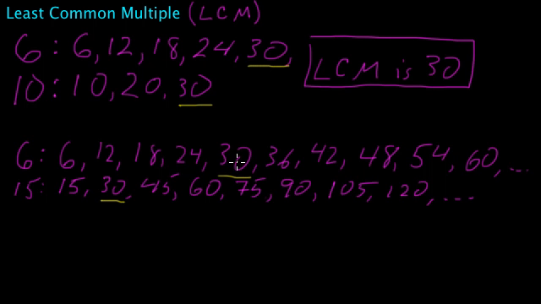But just for fun, let's keep on going. See if there's any other ones. 36, no. 42, no. 48, no. 54, no. 60, yes. That is also a common multiple, but it's not the least common multiple. The least common multiple is 30.